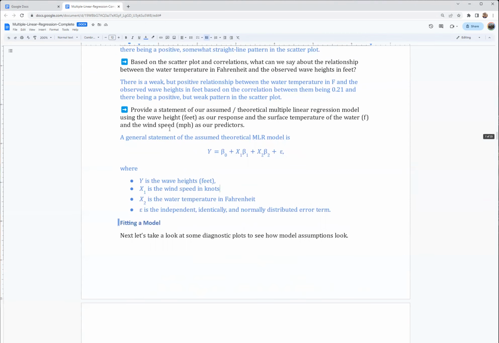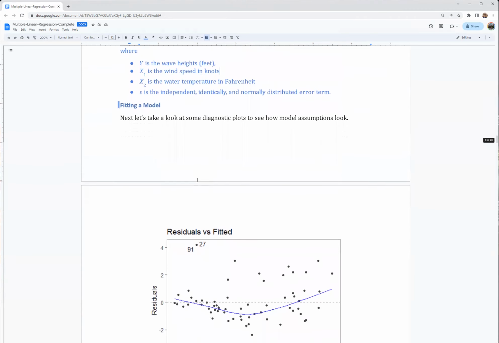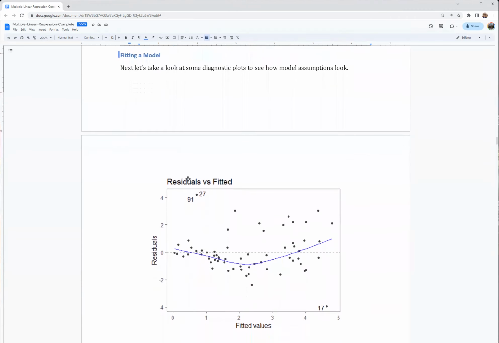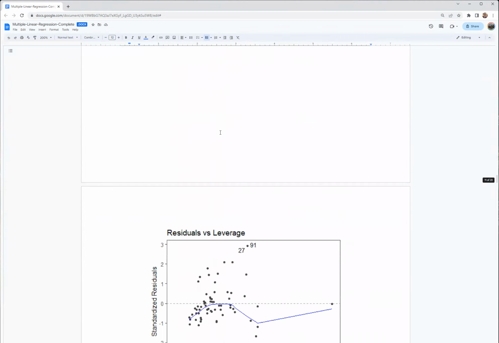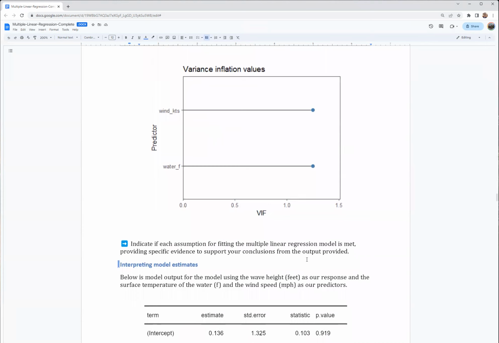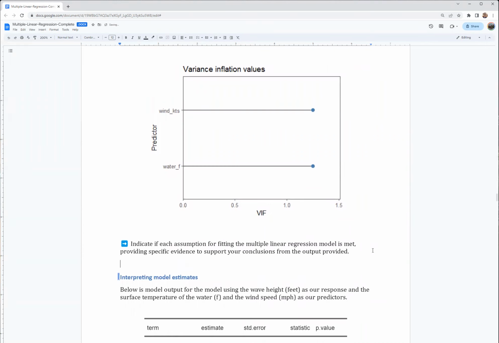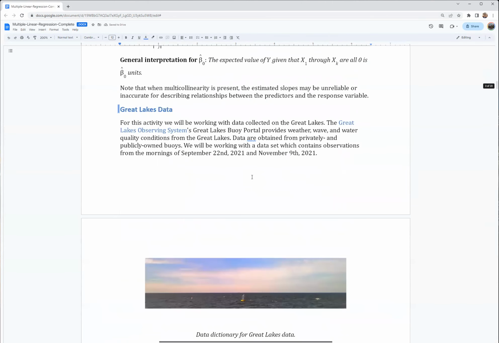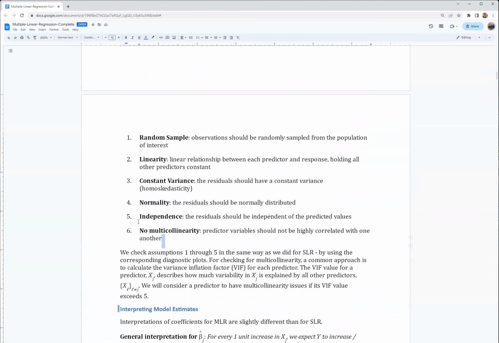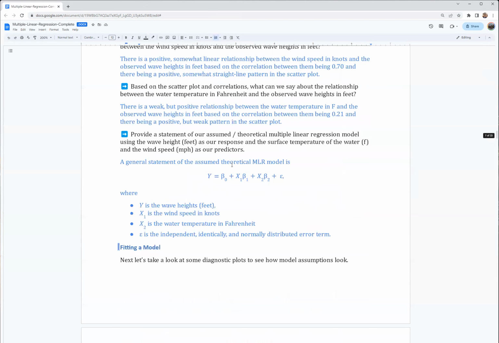So let's take a look at some diagnostic plots to help us check if model assumptions are met or not for fitting this model, that were obtained using R. So let's skip down because the next part's going to ask, indicate if each assumption is met or not. Okay, so let's copy the model assumptions list here so that we can check each of these for this problem.